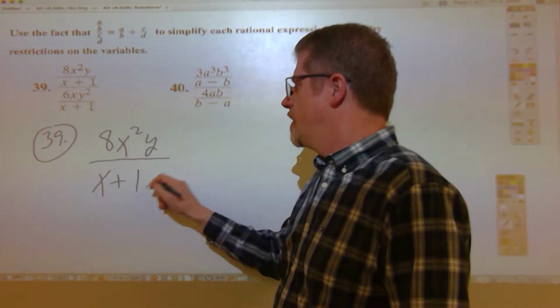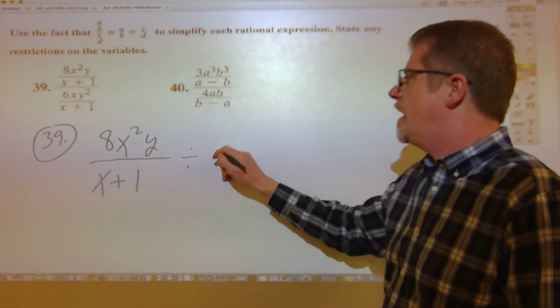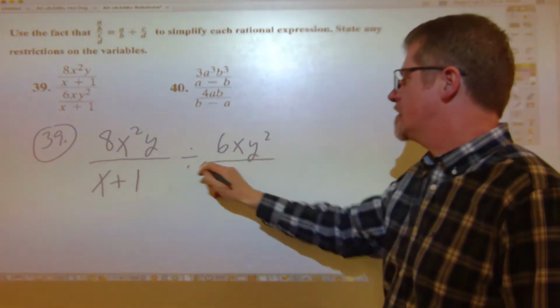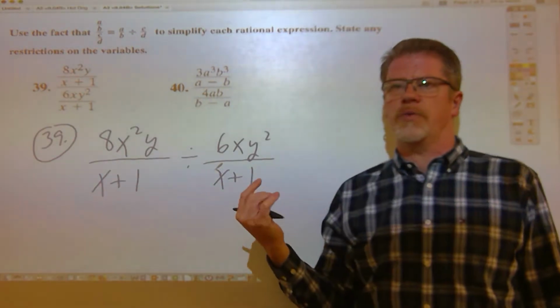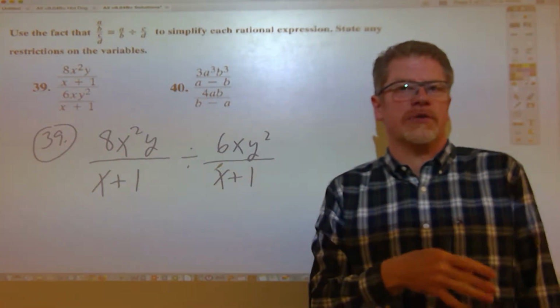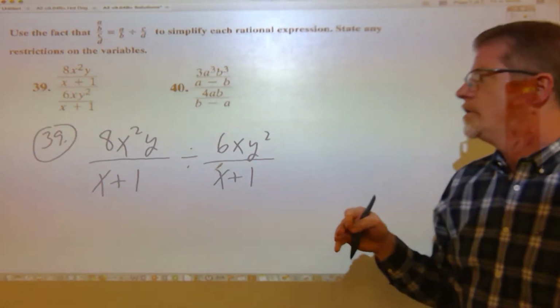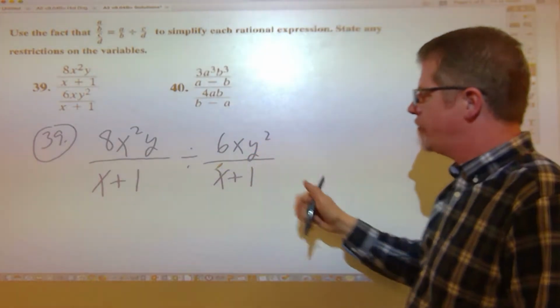What we're going to do is just take the top fraction divided by the fraction on the bottom, which is 6y squared over x plus 1. And then it looks like one of those problems in the homework due today. So really, that's all you have to do to make the problem familiar. Just take the top fraction divided by the bottom fraction.